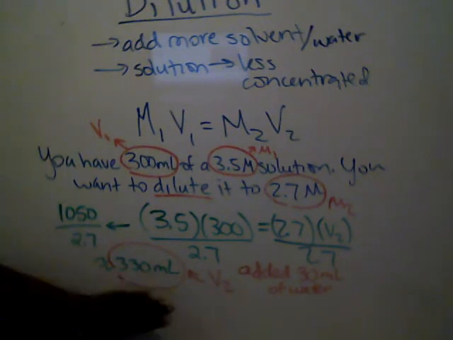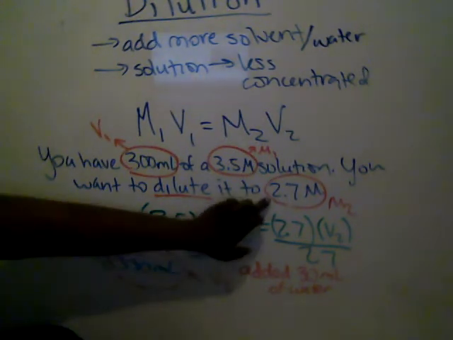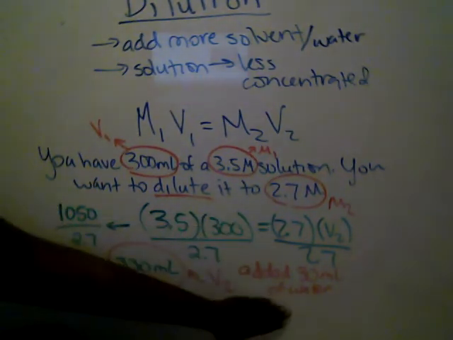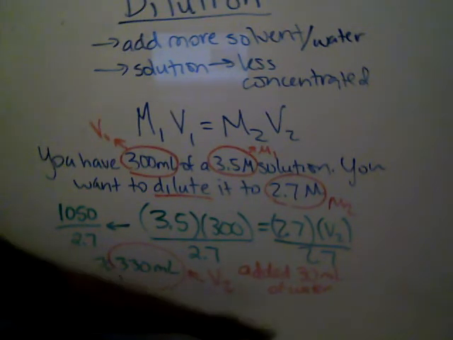If they want the final volume, we just go with 330. If they say to describe how we would get the concentration that we want, we would have to put a little more words to it and say add 30 milliliters of water.